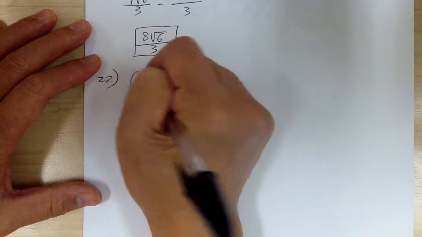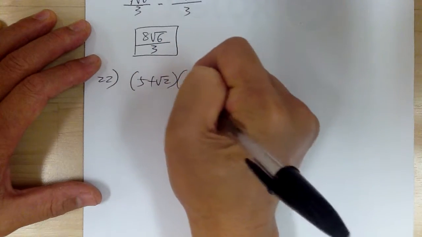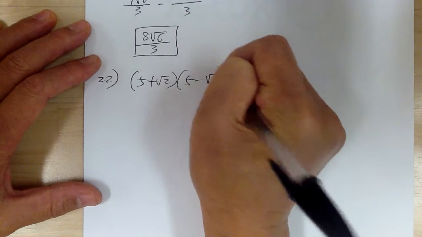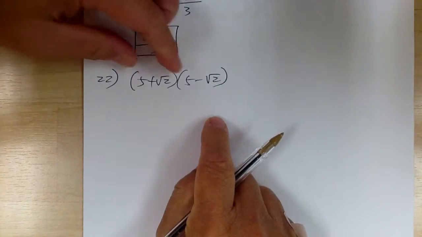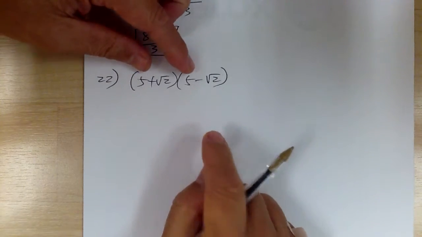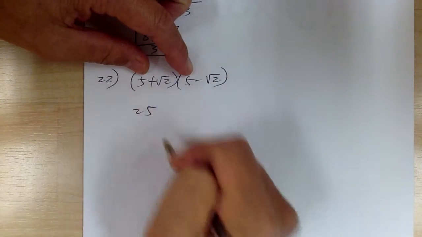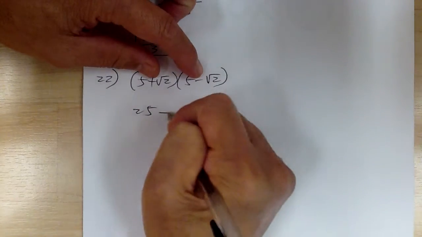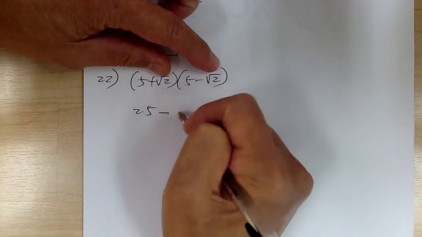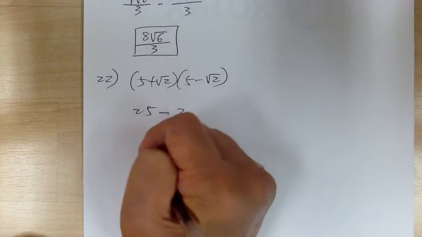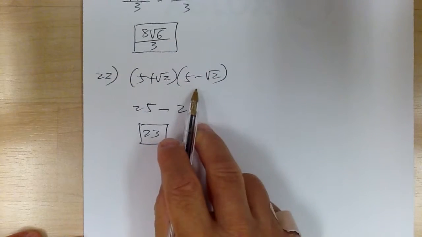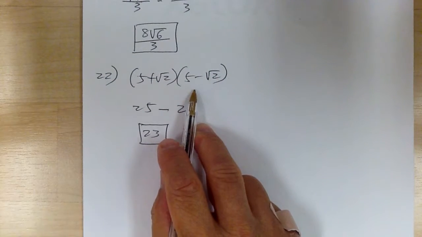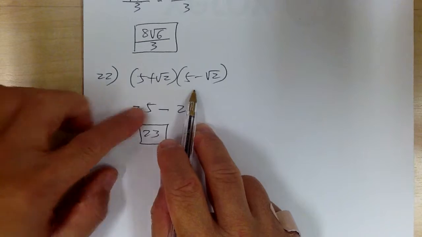You have 5 plus square root of 2 times 5 minus square root of 2. So these are conjugates. Conjugates, you need to know how to multiply conjugates. Just multiply the matching terms. So this would be a 25. Plus times minus is a minus. Square root of 2 times square root of 2 is a 2. So the answer would be 23. Okay. So basically you're doing the FOIL method, but with the conjugate, the O and the I cancel out. So all you have is F and L.